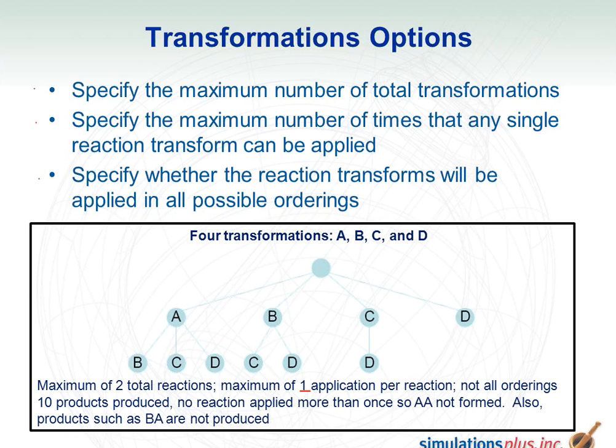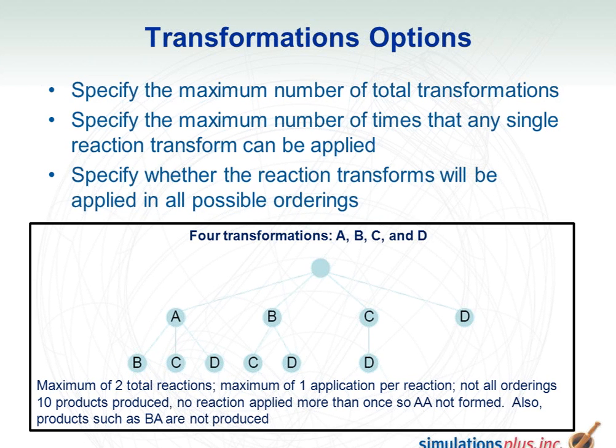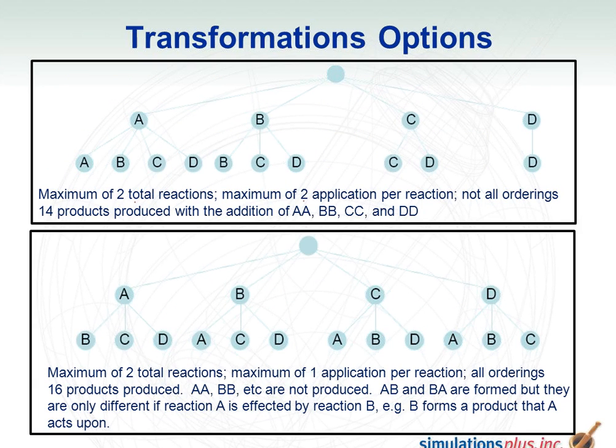This next example shows a maximum of 2 total reactions and 2 applications per reaction, and not all orderings. So here we are creating AA, BB, CC, and DD for an additional 4 products by allowing an application to occur twice. And then finally, if we go for 2 reactions, 1 application, and all orderings, we produce these 16 molecules here.